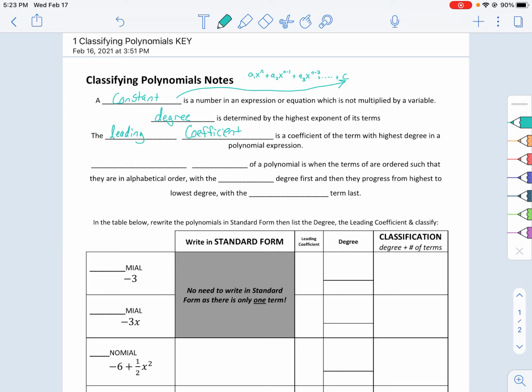Blank blank of a polynomial is when the terms are ordered such that, so standard form of a polynomial is when the terms are ordered such that they are in alphabetical order, so x's would come first, then y's, then z's if you have multiple variables, with the highest degree first, and then they progress from highest to lowest, with the constant term being the last term. So let's talk about all these things.